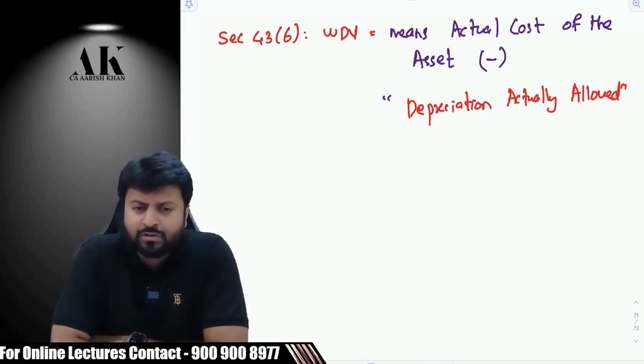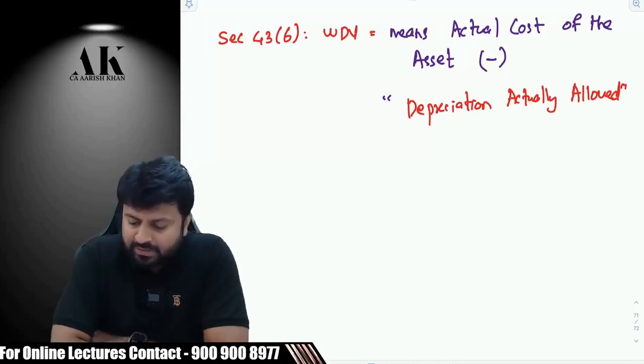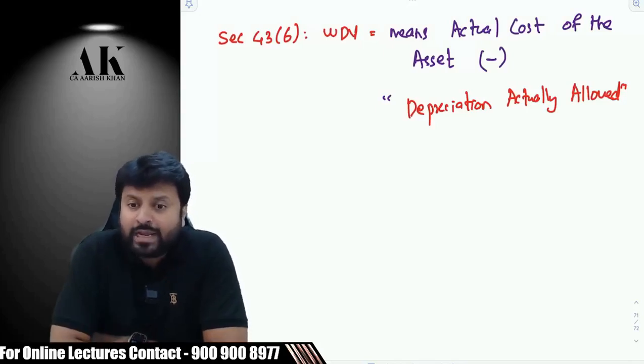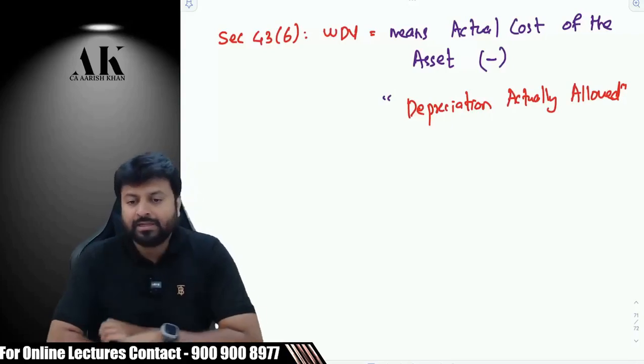Now, how did people used to manipulate this definition? Just try to understand how one can manipulate this definition. You cannot imagine by reading the definition that we can manipulate it to claim tax benefits of crores and crores of rupees. First of all, we need to understand what we mean by the term actually allowed. What do I mean by the term actually allowed?